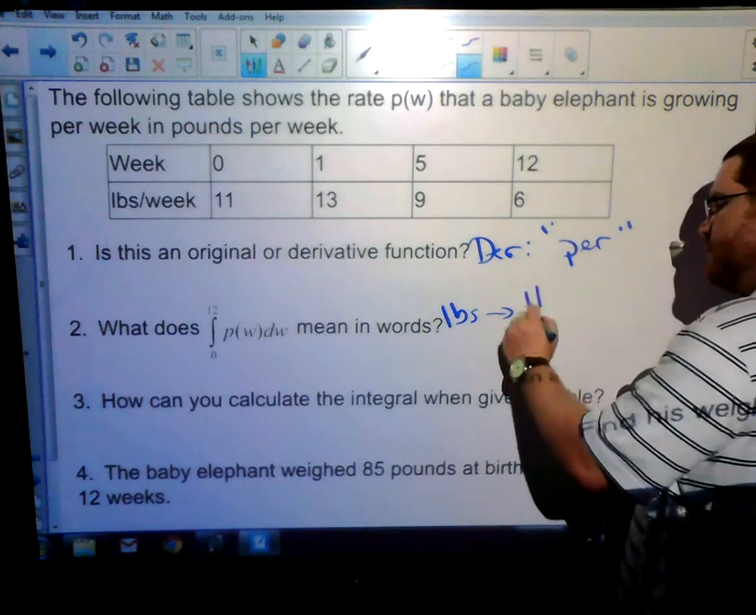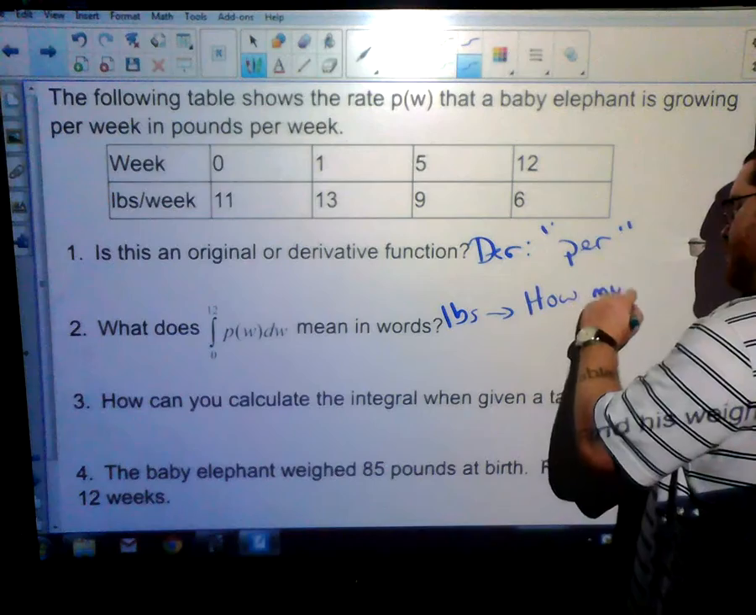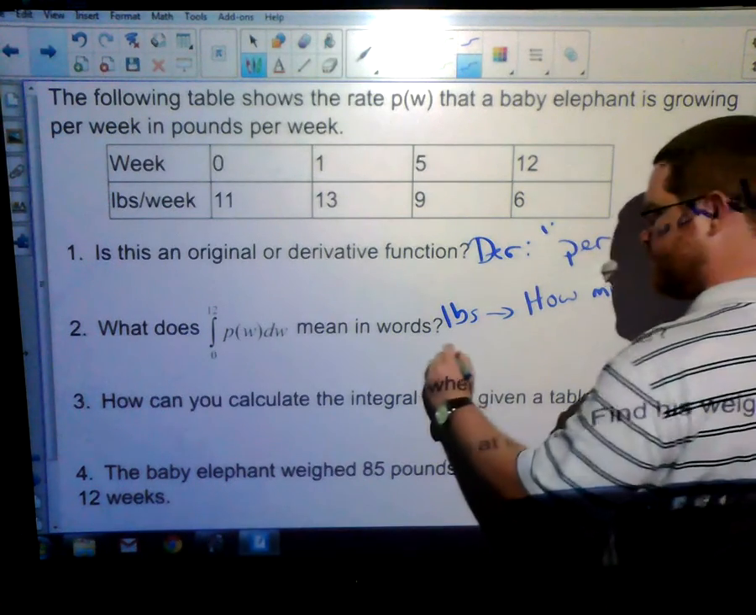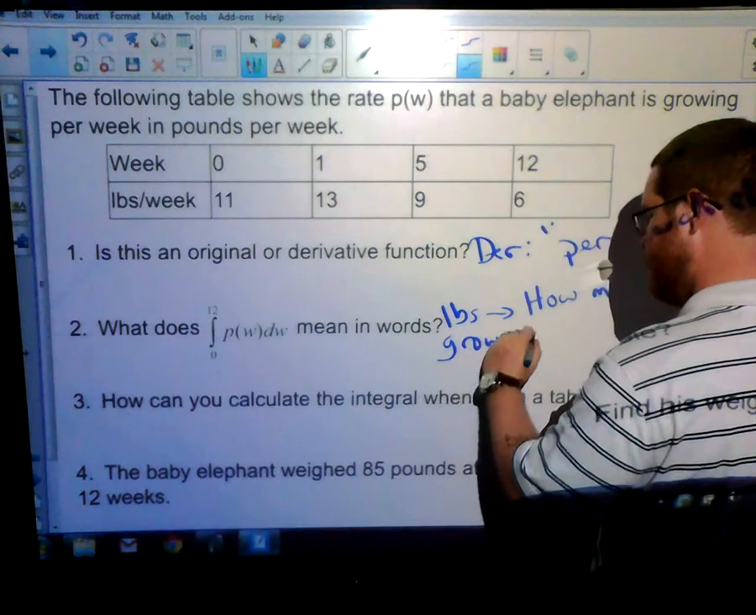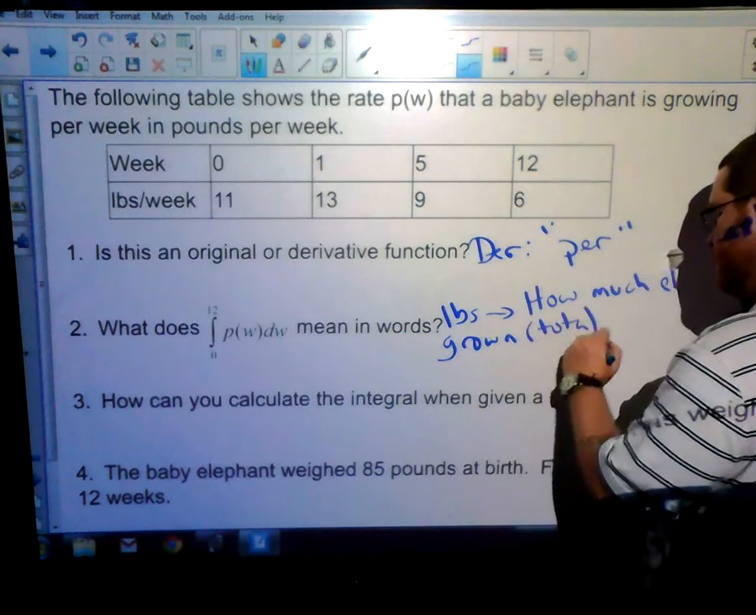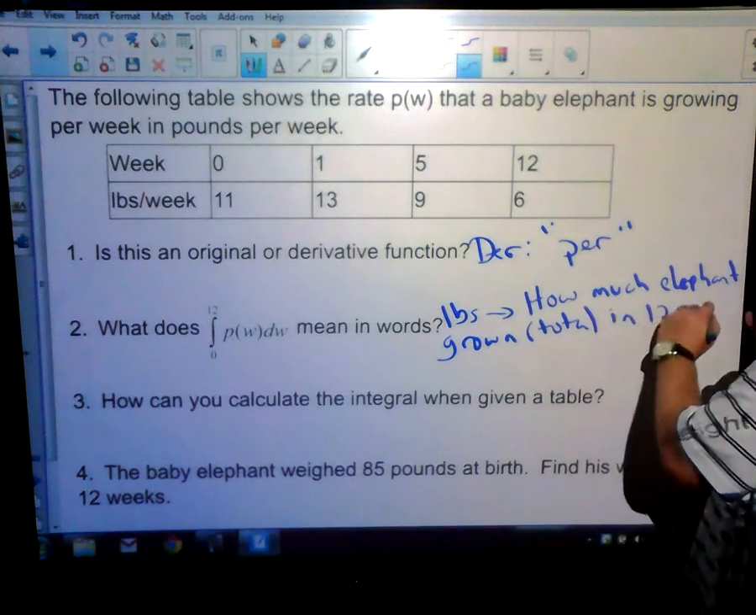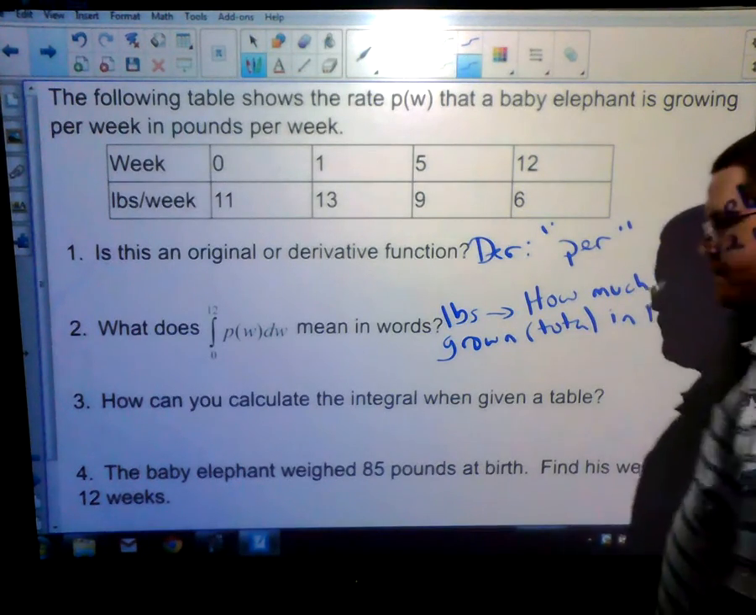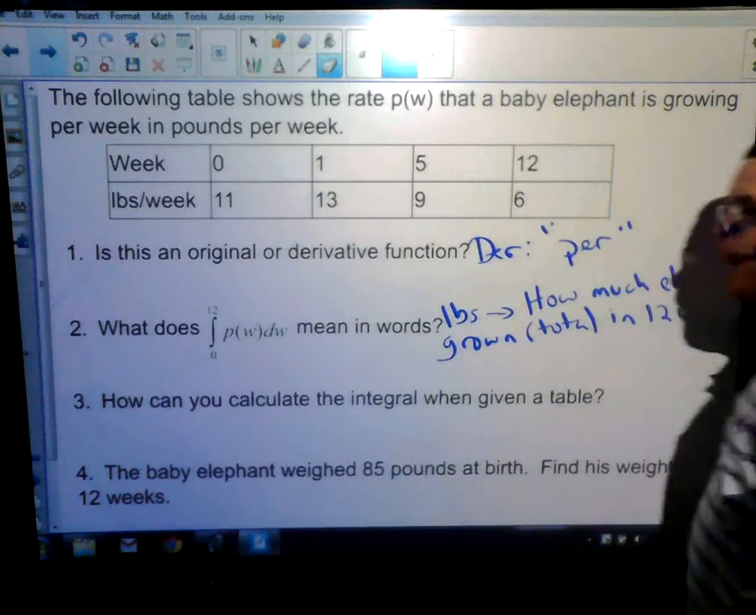It's how much the elephant has grown total in 12 weeks. No, you can't really say total, can you? Why not?